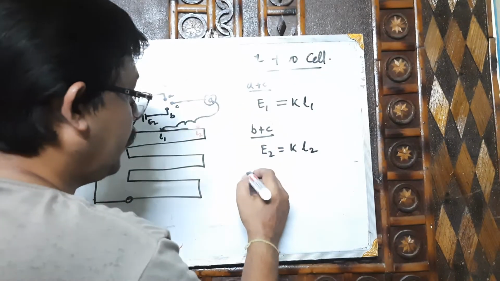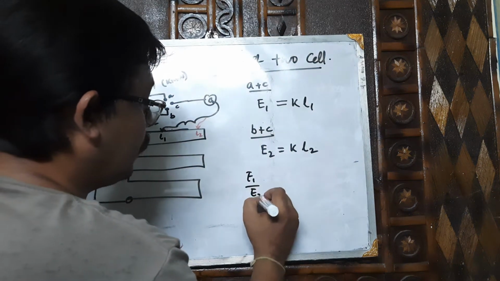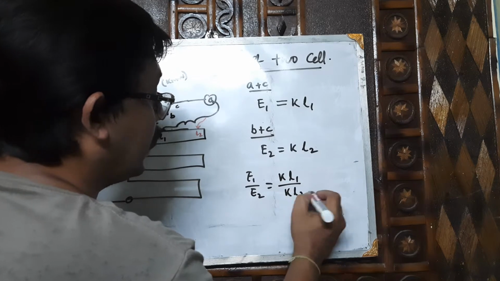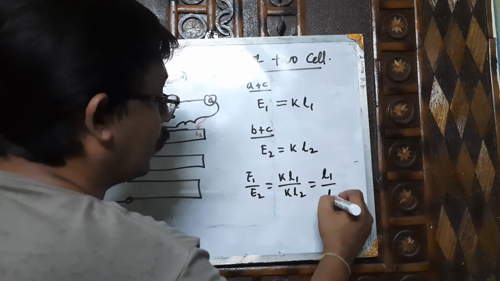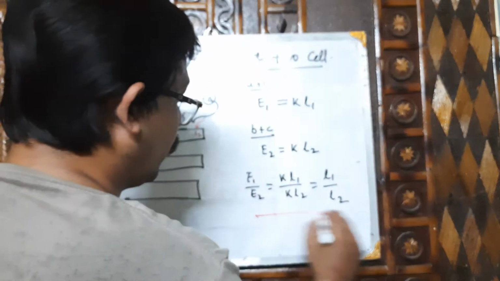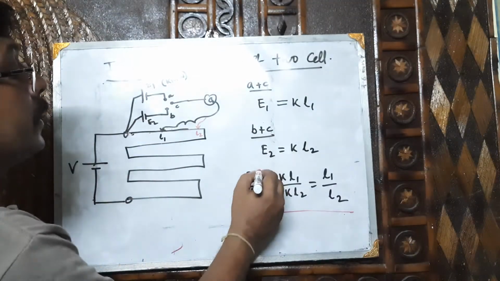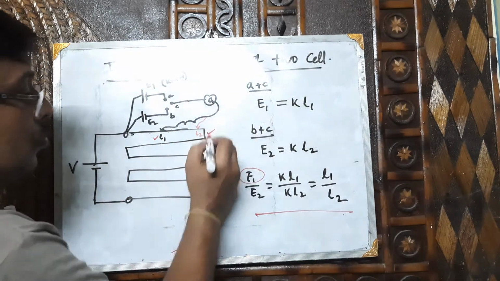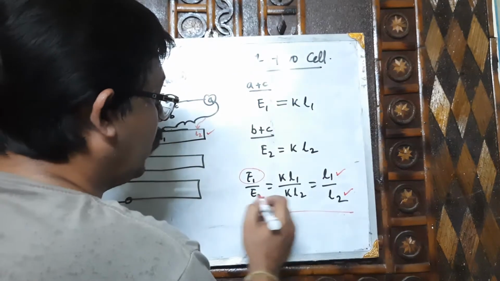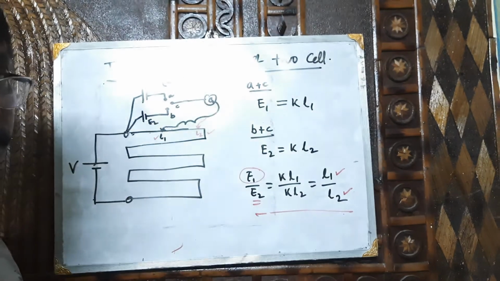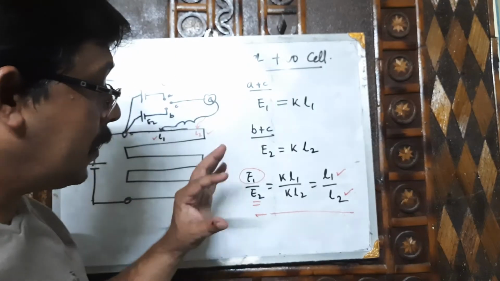Now we make the ratio E1 by E2. What is the result? K L1 by K L2. K will cancel, L1 by L2. Now see, this is the final result. From there you can draw your conclusion, because E1 is known, and by experiment you are getting L1 and L2. So L1 and L2 are known to you, you can easily find out E2. So that is the way, by the comparison method. That's why I said at the beginning that there is a comparison method.